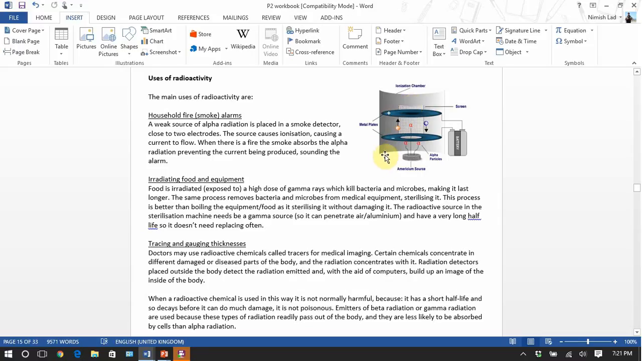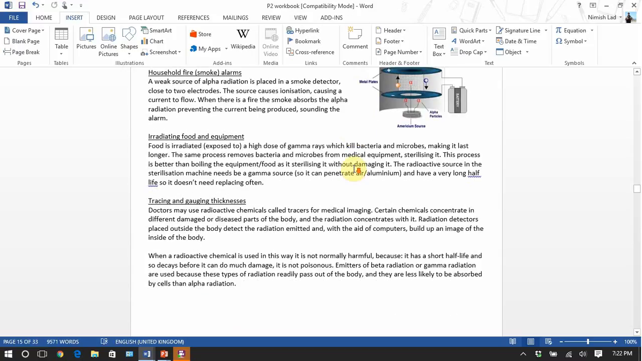When smoke comes in, these alpha particles are absorbed. There is no electric current. The smoke alarm goes off. So when you press the button to test the smoke alarm, you're just putting a piece of paper in here to make sure that no electric current is produced. We want to use alpha for this so that it can actually ionize the air and it actually gets absorbed by smoke. And we want a long half-life so you don't need to keep changing the radioactive source in your fire alarm.